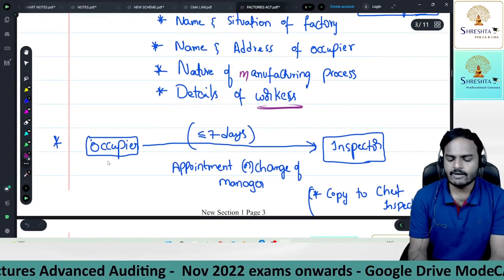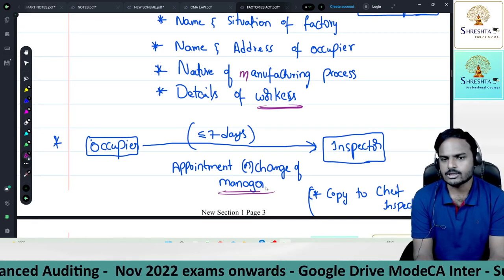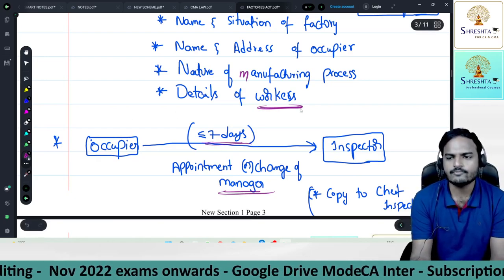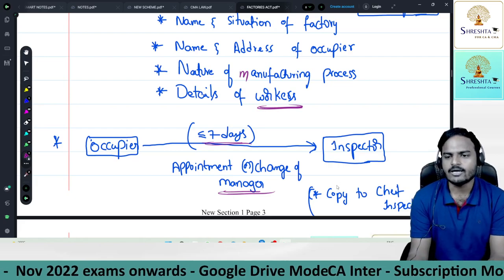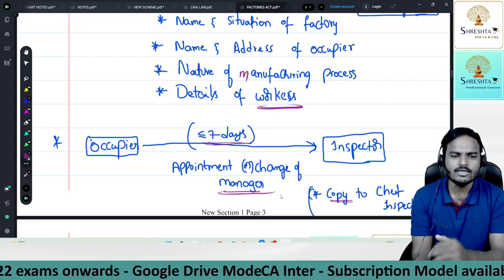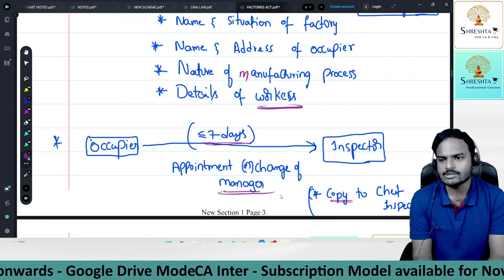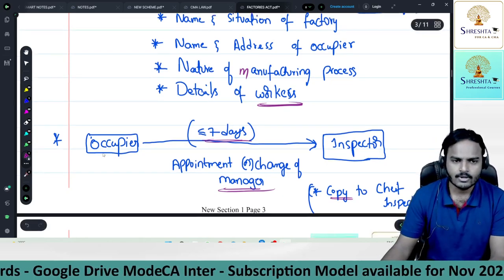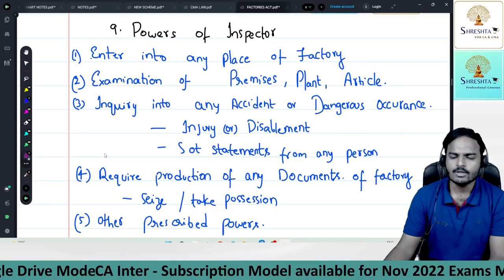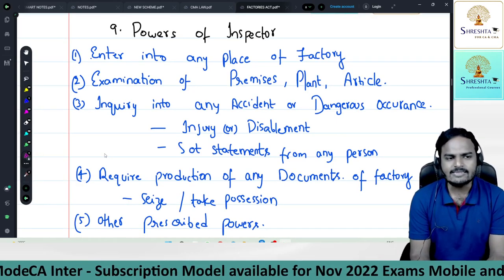Next one, whenever there is a change in the manager, or whenever you appoint a manager, within 7 days of the event, the occupier should file information with the inspector, and a copy shall be sent to the chief inspector. These are the duties of the occupier with respect to opening of factory, and with respect to appointment or change of a manager. Next one, powers of the inspector. Powers of the inspector, not chief inspector, inspector. So what can an inspector do, sir?